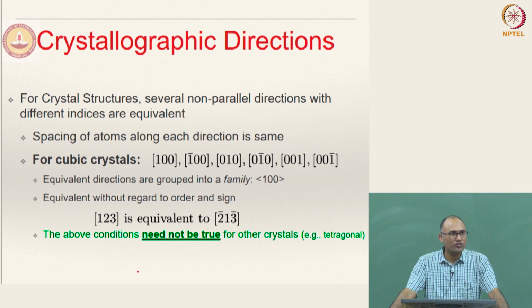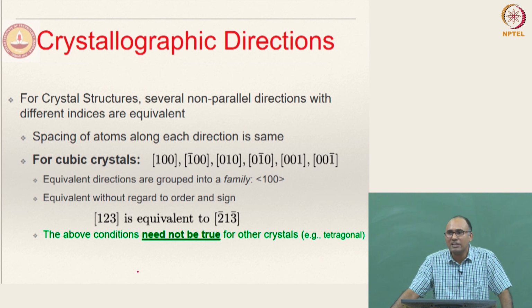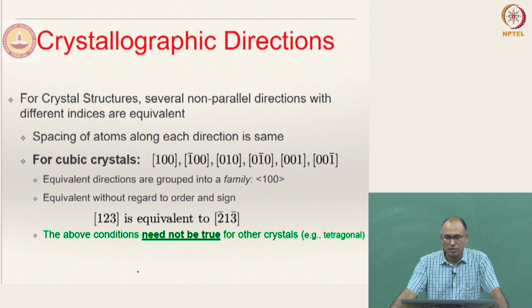So another important concept and extremely useful concept. For crystal structures, what do you mean by an equivalent crystallographic direction? You can have several non-parallel directions. They need not be parallel. That is the key here. You can have several non-parallel directions with different indices, but they can be equivalent. What is the meaning of that? That means the spacing of atoms along each direction should be the same.